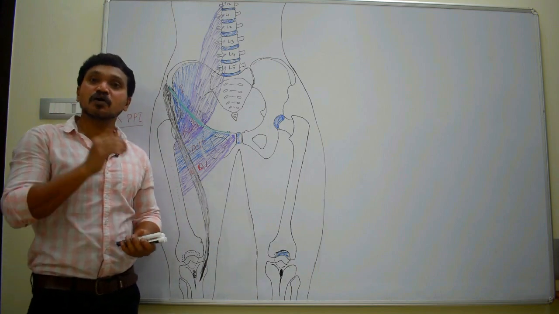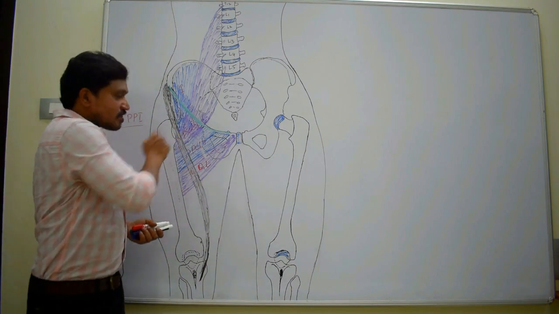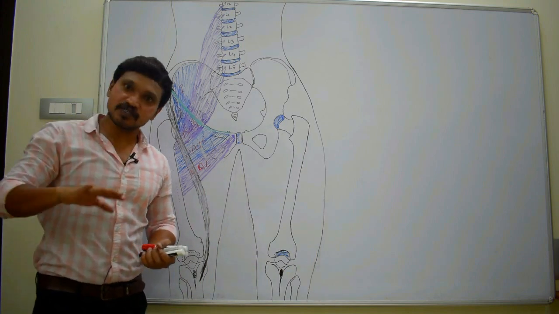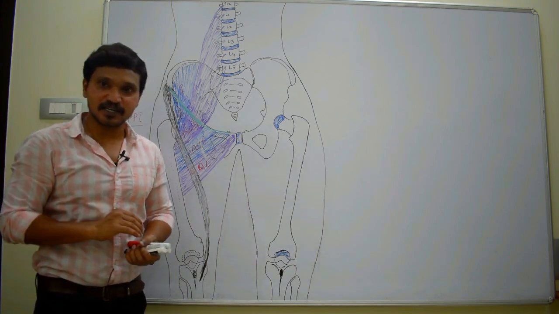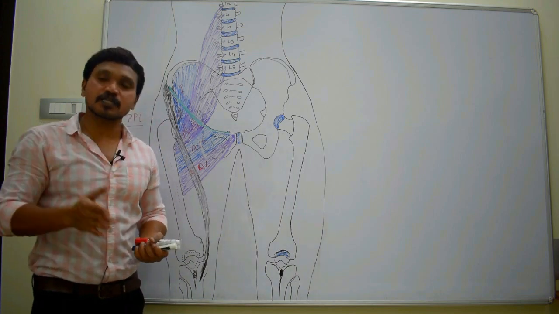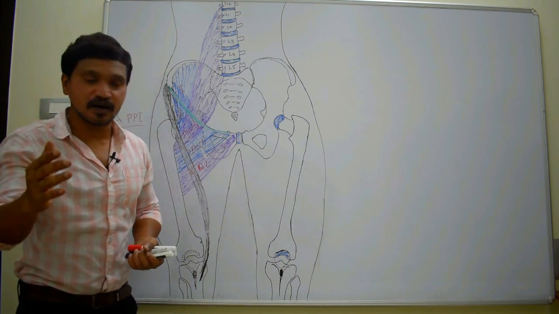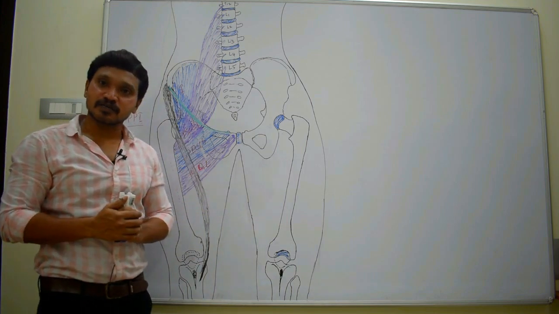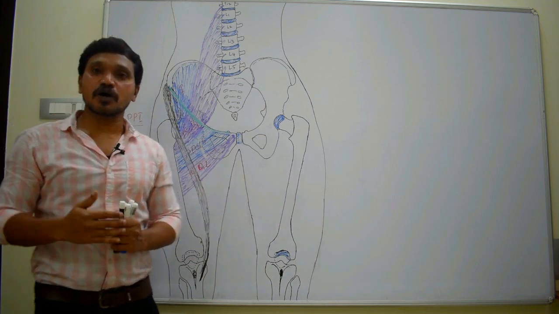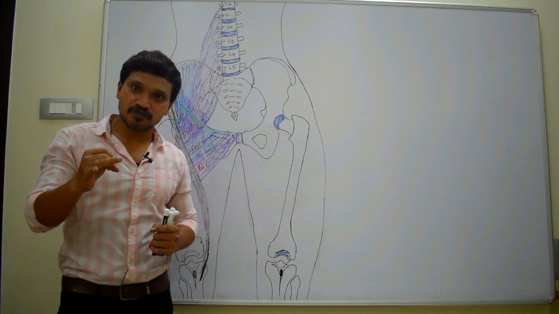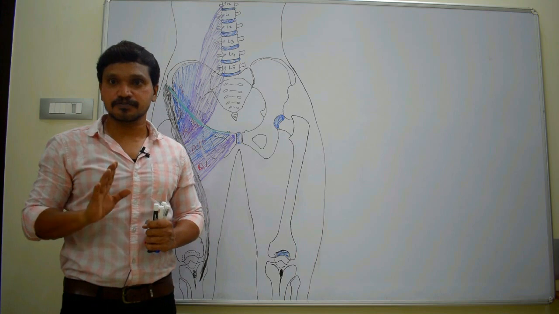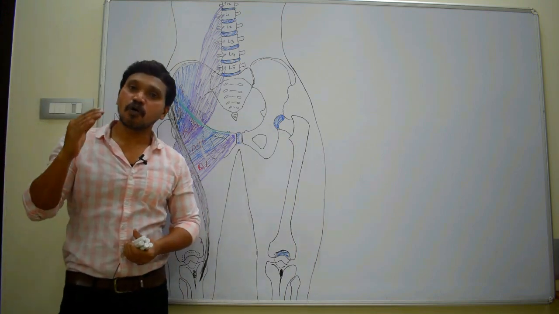Now we will see the roof. If you wanted to see all these structures, you have to remove the skin, right? So skin, after skin, superficial fascia and its contents. Then deep fascia, that is nothing but fascia lata. After fascia lata, you can see the triangular depression. That means roof is formed by skin, superficial fascia and fascia lata, that is nothing but deep fascia of the thigh. These are the different boundaries.